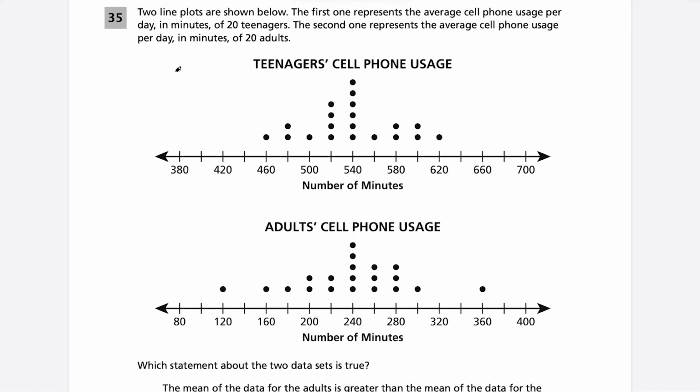Question 35, 2 line plots are shown below. The first one represents the average cell phone usage per day in minutes of 20 teenagers. The second one represents the average cell phone usage per day in minutes of 20 adults. And we want to know which statement about the 2 data sets is true.